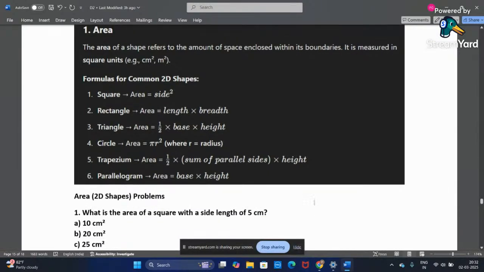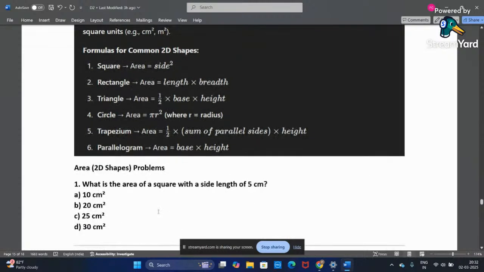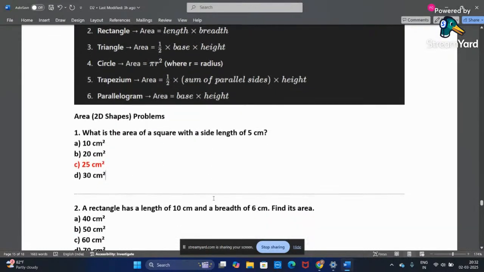What is the area of a square with side length of 5 centimeter? What is the answer? Okay, first let's see the formula. To find the area of a square, this is the formula. What is the side length here? 5. So we have to square it. 5 squared is 25. This will be your answer. Okay, we'll move on to the next one.